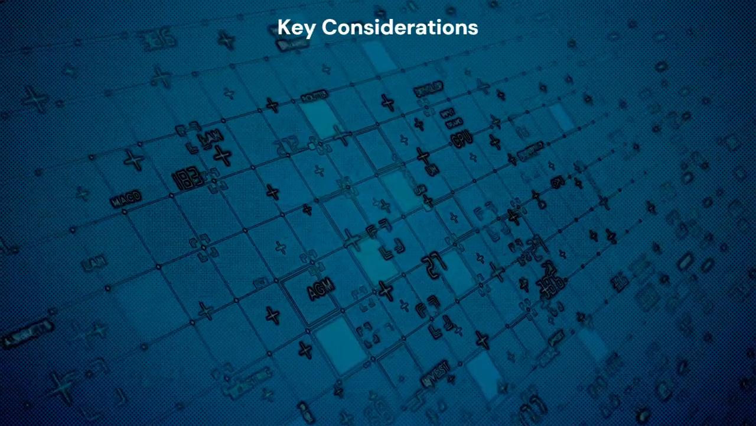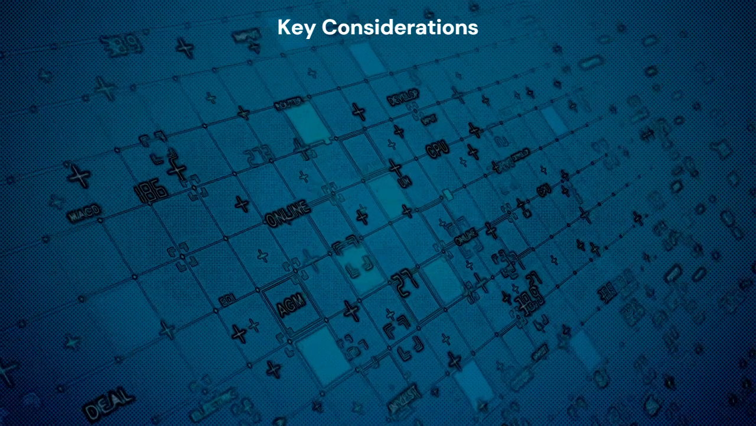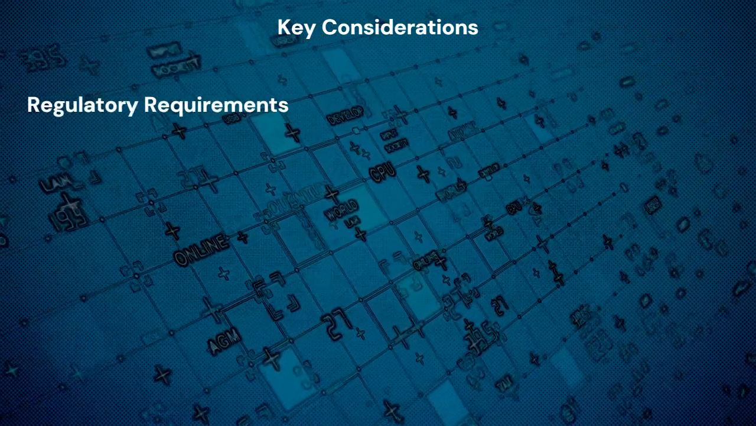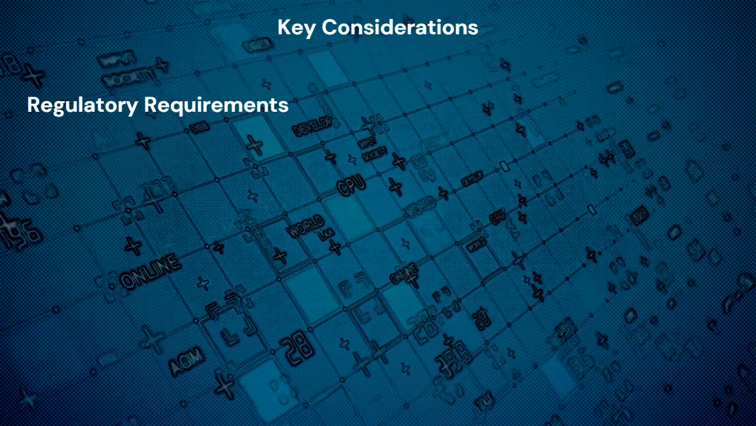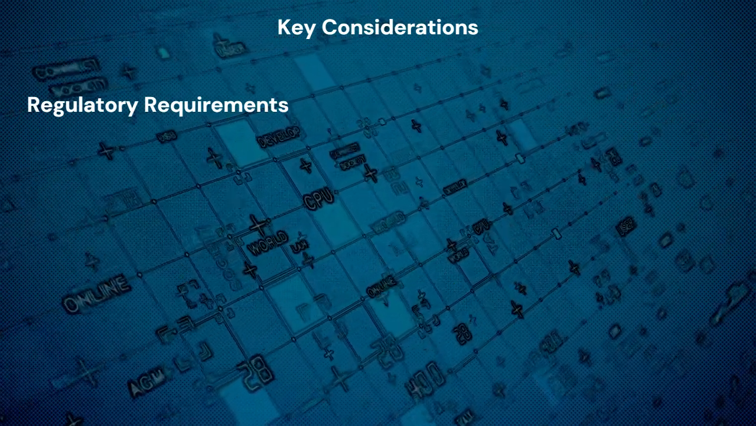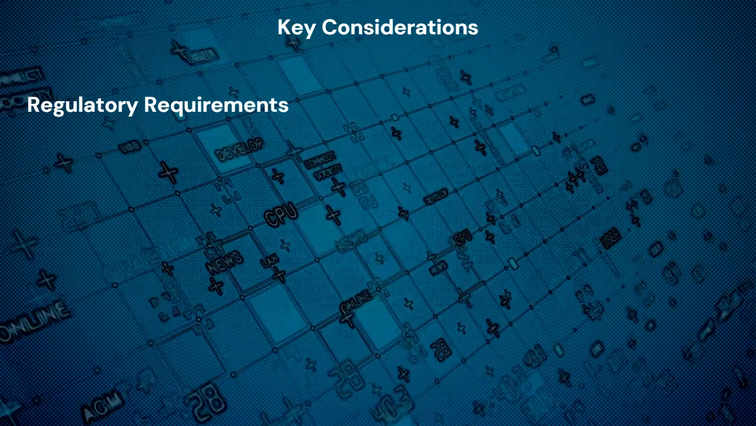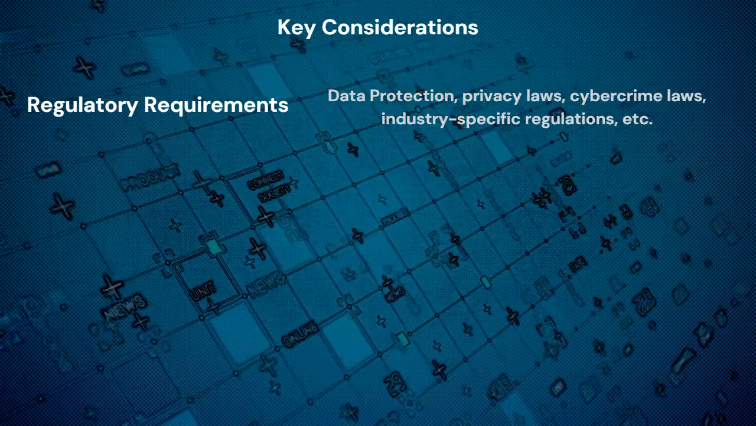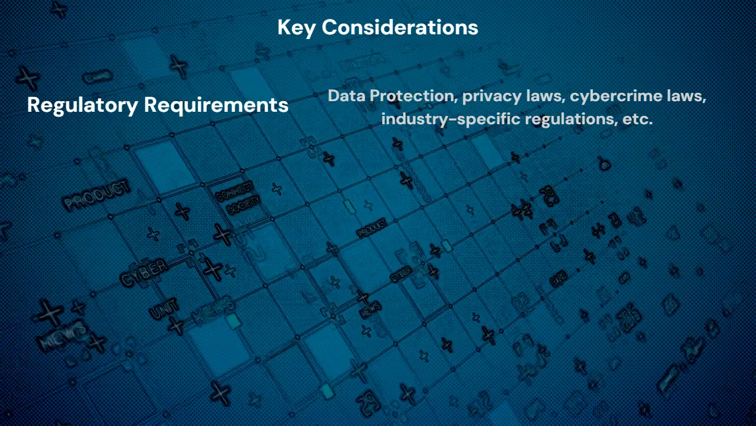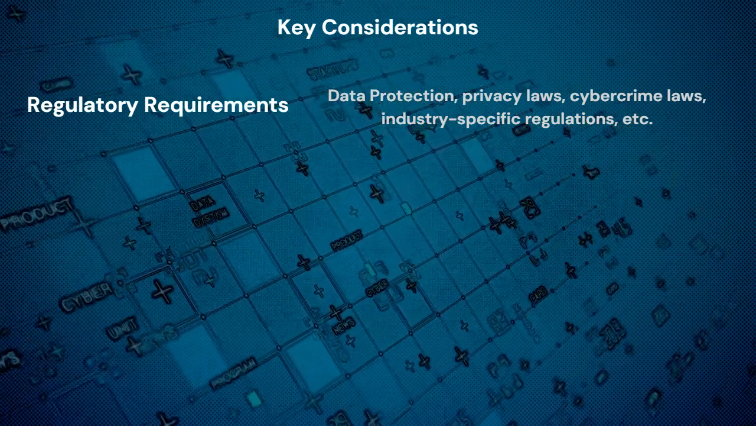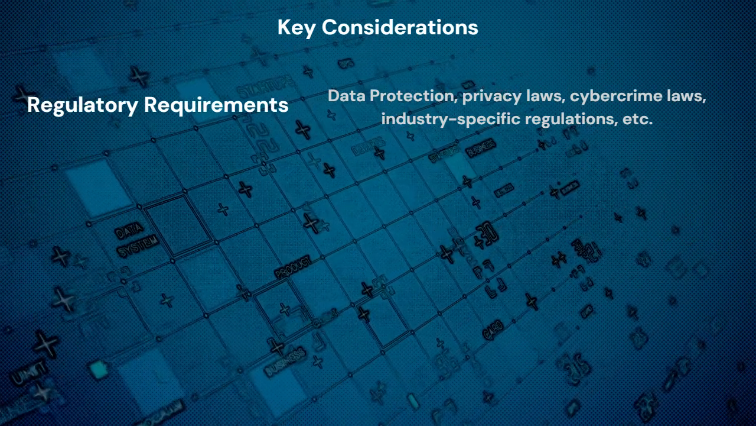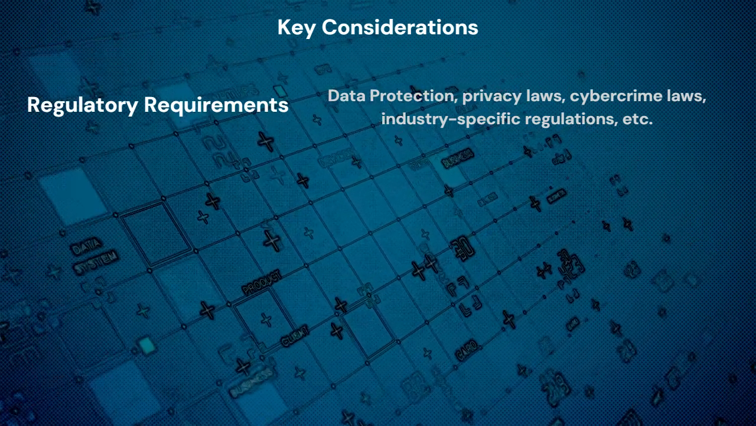Some of the key considerations for determining compliance and other requirements include regulatory requirements. Organizations must comply with a range of laws and regulations, including data protection and privacy laws, cybercrime laws, and industry-specific regulations. To ensure compliance, organizations must determine which laws and regulations apply to them, and implement processes and procedures to ensure compliance.